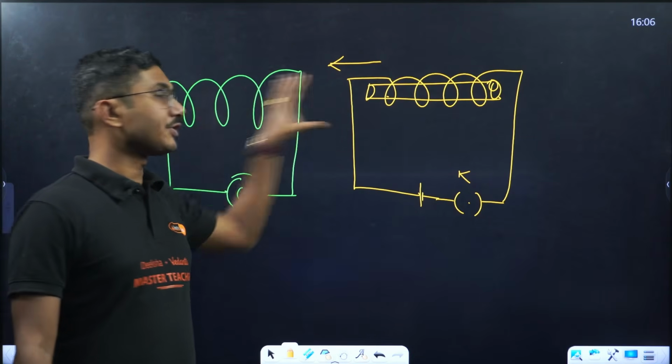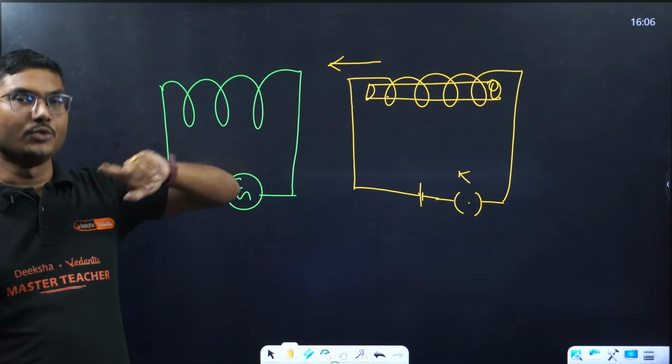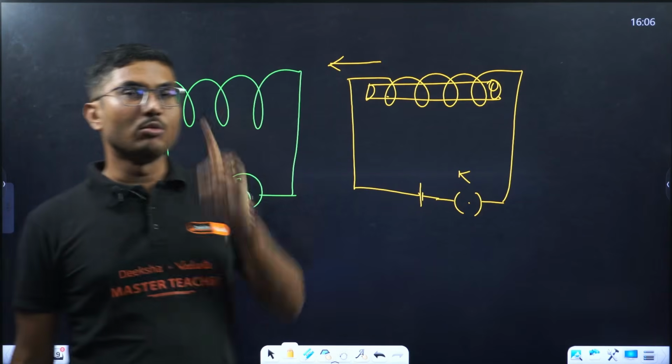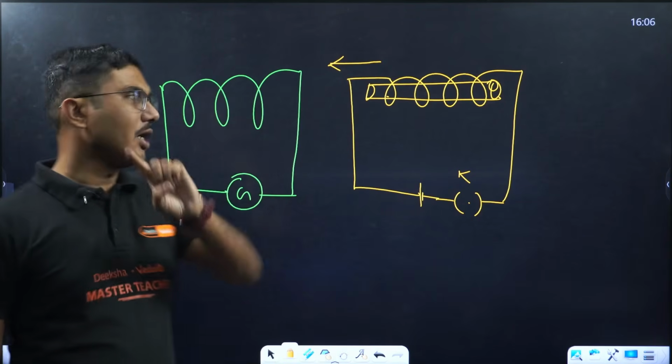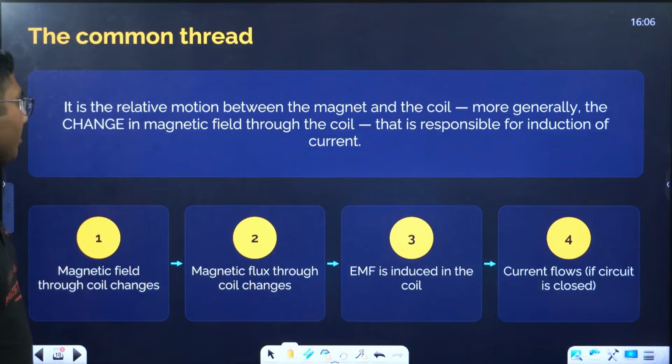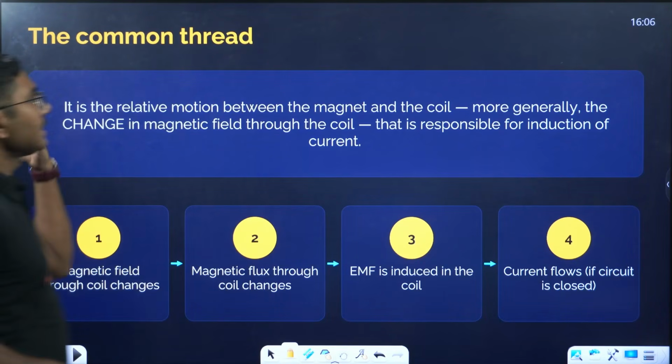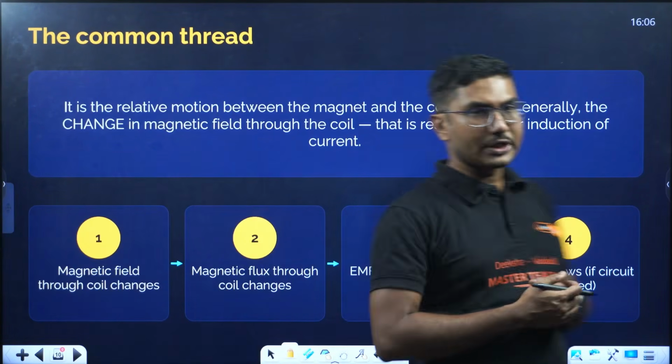You will not get permanent deflection. For permanent deflection, the motion needs to continue. That is the very important point to remember. Okay, so now let us see what is the conclusion of this experiment.